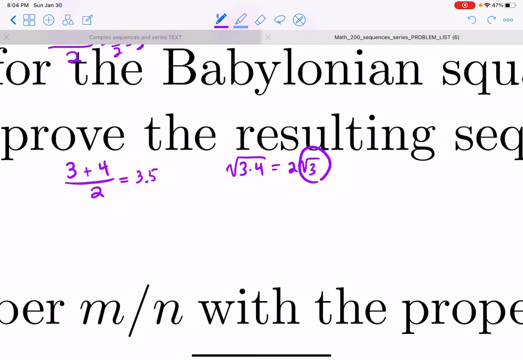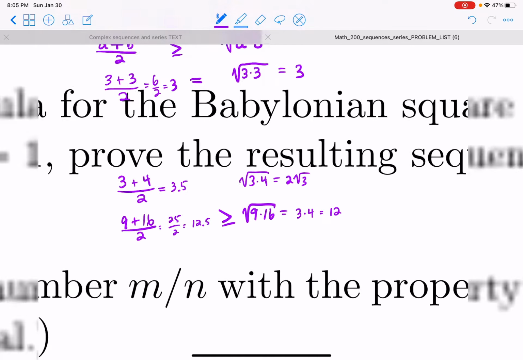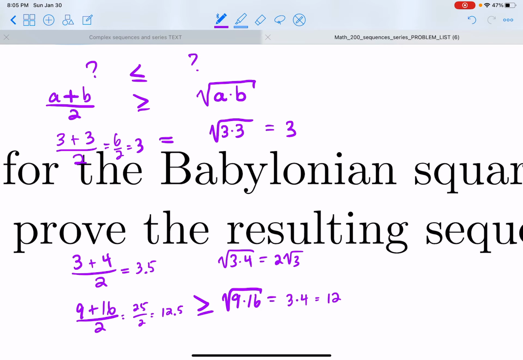And the problem is this square root. So why don't I take 9 times 16? Why? Because I can just get the square root, 3 times 4 equals 12. And now I'll do 9 plus 16. That's 25 over 2, which is 12.5. I have made a discovery. The arithmetic and geometric means are this way.